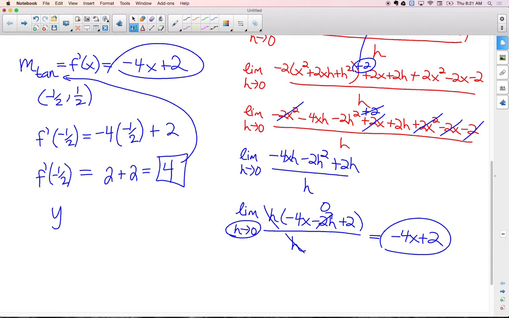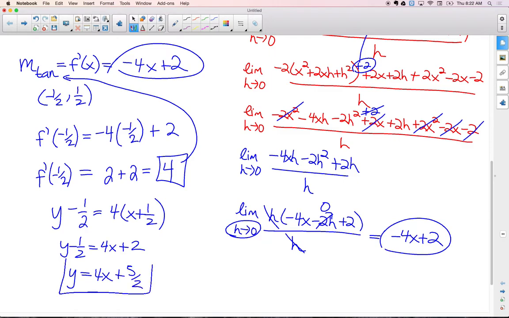Now you just take your point and use point-slope form at the leftmost point. You can't choose the other one now. It's only one point that we have on a tangent line. y minus 1/2, we don't know another point on the tangent line. We only know that one because it only crosses that graph in one place. And then it'll be 4 times x plus 1/2. Set it equal to y, so y minus 1/2 is equal to 4x plus 2, add 1/2, and that'll be y equals 4x plus, 2 plus 1/2 is 2.5, which is 5/2. And there's your tangent line equation.